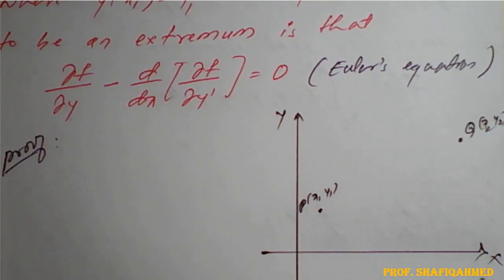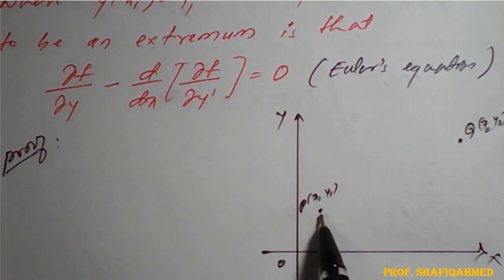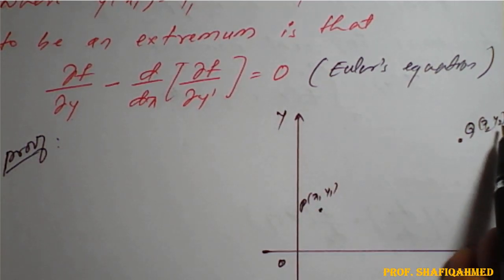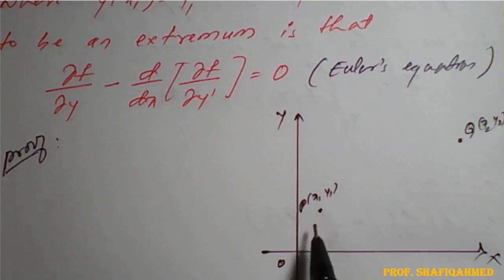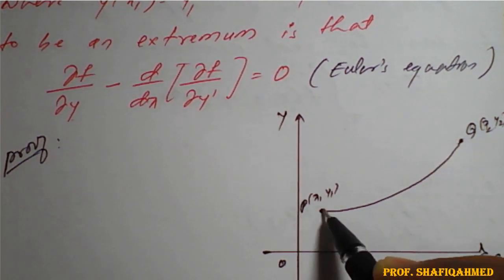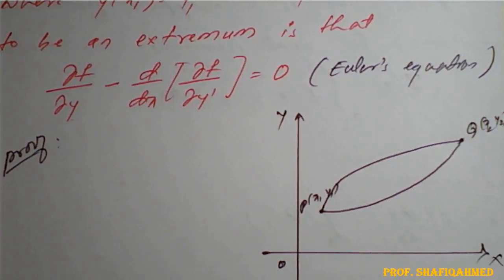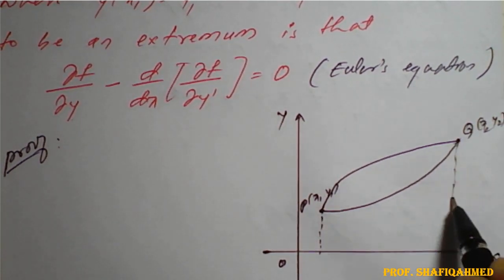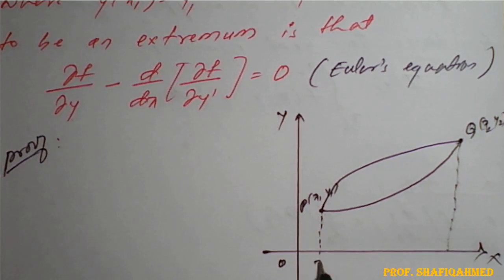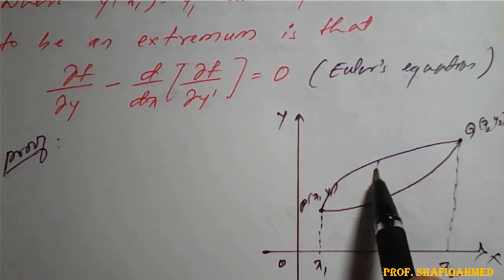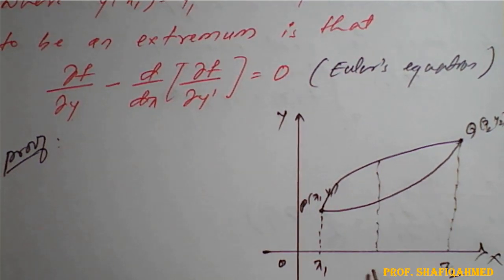Here we'll draw the axes, x-axis and y-axis. I have taken 2 points, P of x1, y1 and Q of x2, y2. These are the 2 points, and then we'll join them. Then draw a perpendicular on the x-axis from the end points. This is x1 and this is x2, and in the middle of these points this length is nothing but x.